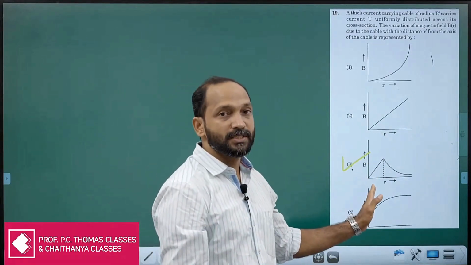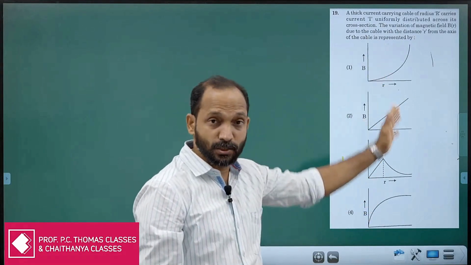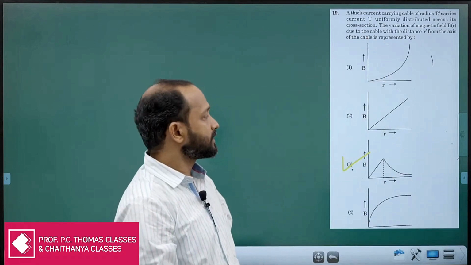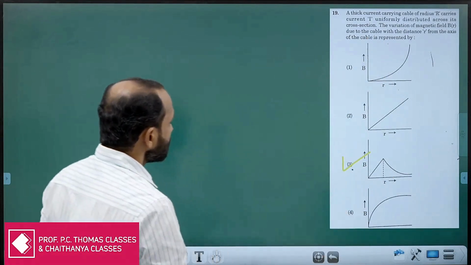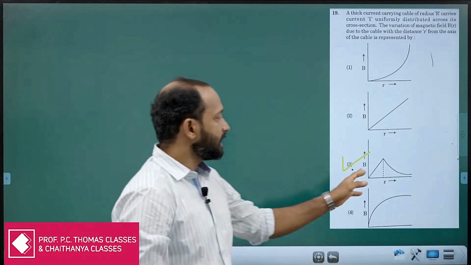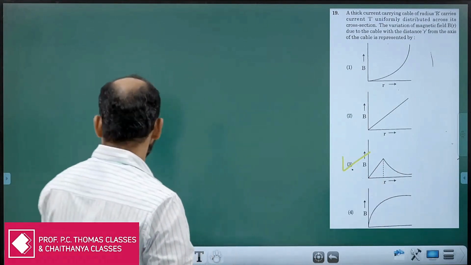At the center field is 0, from center to surface field increases linearly. From surface to outside, it varies as a rectangular hyperbola. So the graph is the third option. We know inside, field is proportional to R, so linear. Outside, B is proportional to 1 by R.